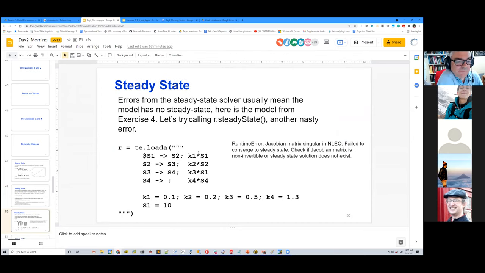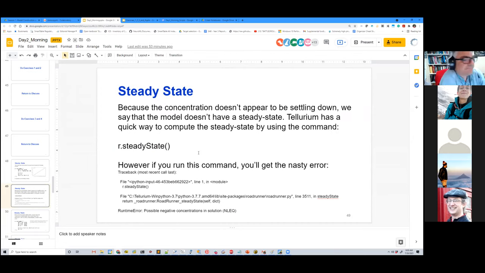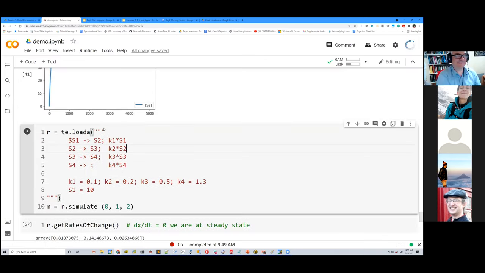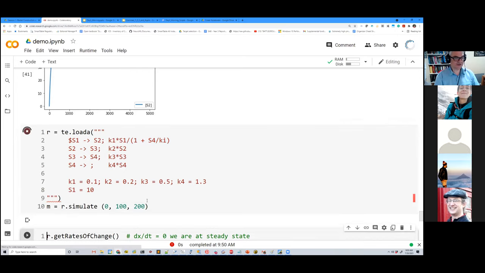All right. Someone points out that oscillating models also don't have steady states. Aha, or do they? Let me see if I can turn this into an oscillating model. So what I'm going to do here is add a negative feedback using competitive inhibition. Negative feedback from S4. And then we'll run that simulation.